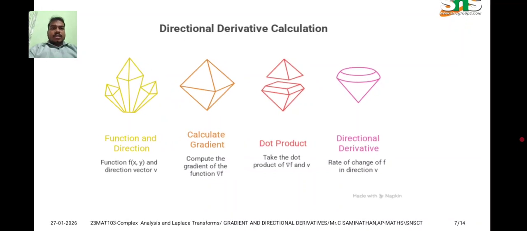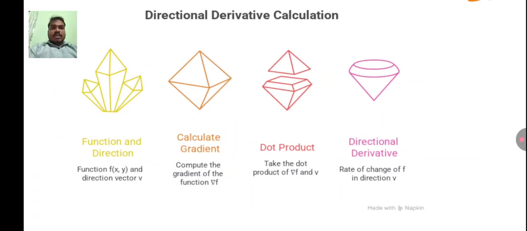The directional derivative calculation has these steps: function and direction, then calculate the gradient, then use the dot product. First, the function f of x comma y and the direction given by the vector v. Then calculate the gradient: compute the gradient of the function, del f. Then take the dot product of del f and v. This gives the directional derivative, the rate of change of f in direction v.